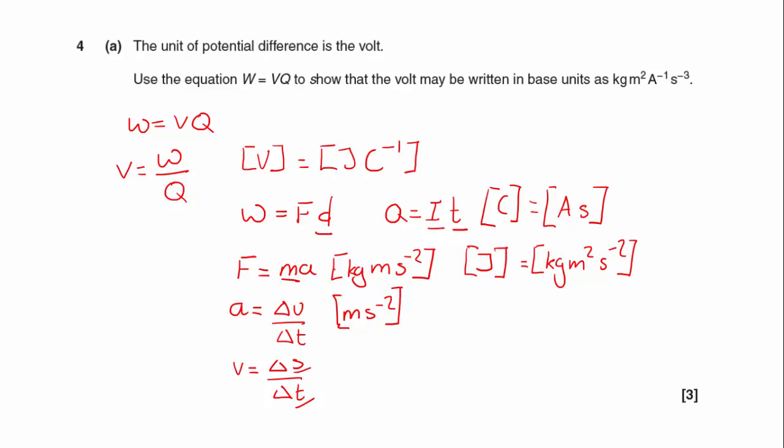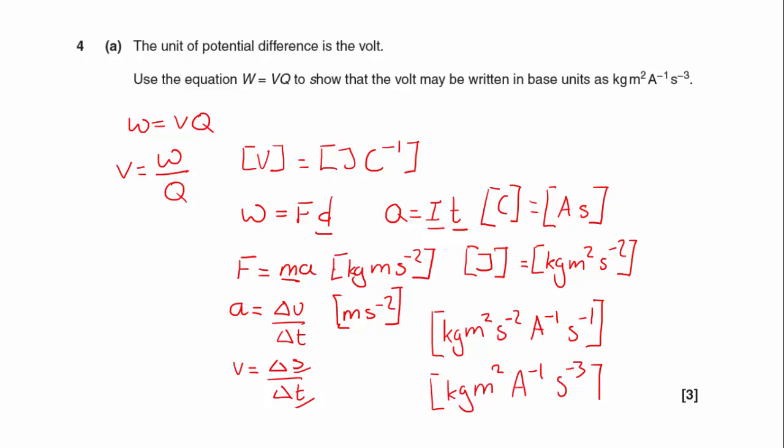Okay, and we want joules per coulomb, so that's going to be joules, which is kilograms meters squared seconds to the -2, divided by the coulomb, which will be amps to the -1, seconds to the -1. And if we combine all of that lot together, we're going to get to the kilogram meter squared amp to the -1, seconds to the -3, which is what they're after. So let's move on.